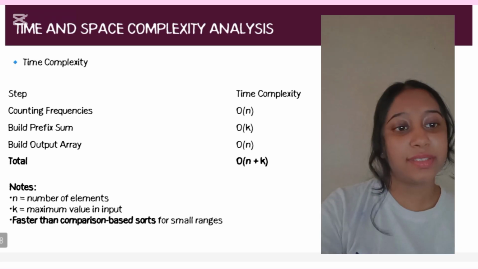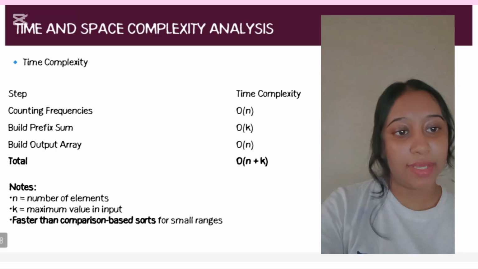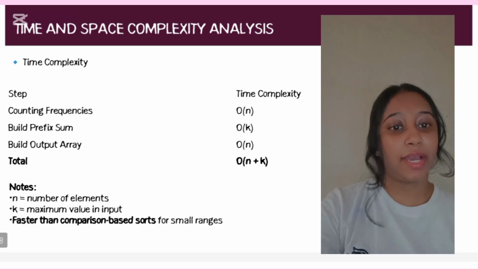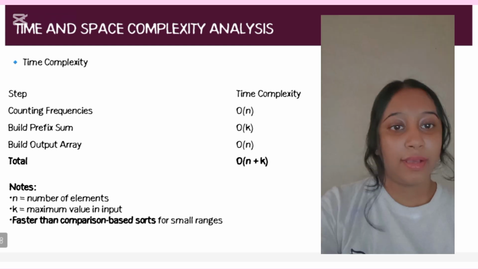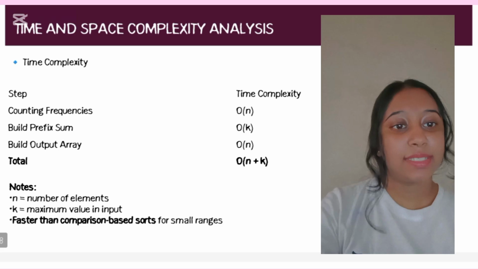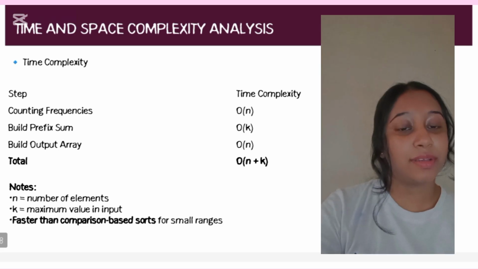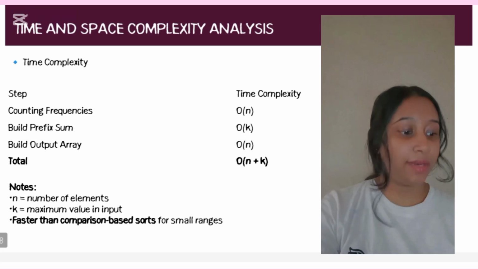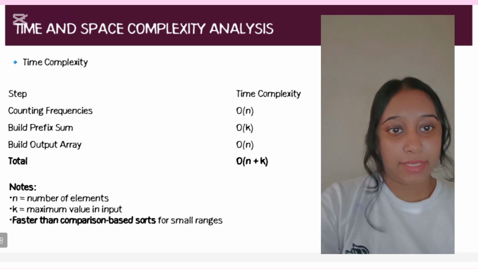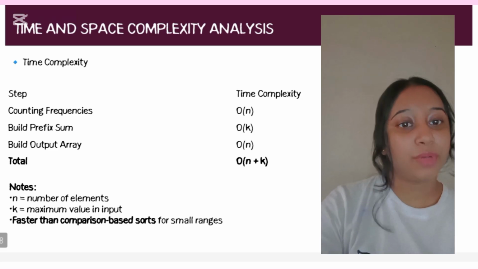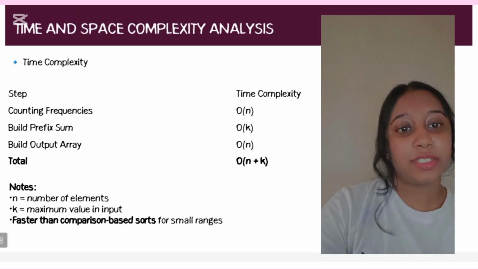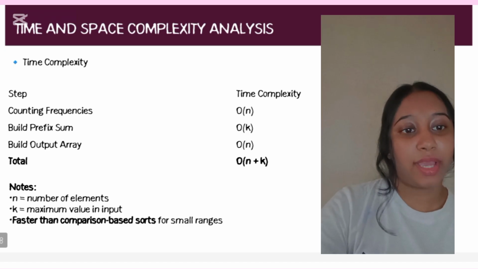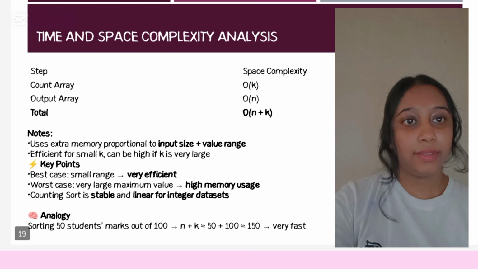Step 2, build prefix sum. We go through the count array to calculate the cumulative count, time O(k). Step 3, build output array. We place each element in its correct position using the prefix sum array, time O(n). Total time complexity, adding all steps together: O(n plus k). This makes counting sort faster than comparison-based algorithms like quicksort or merge sort, which are O(n log n), for a small range.